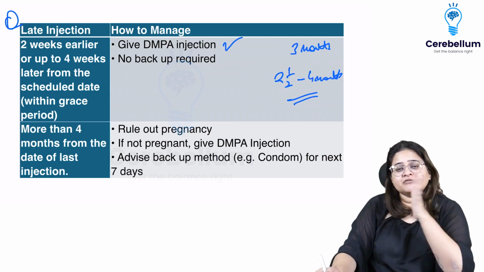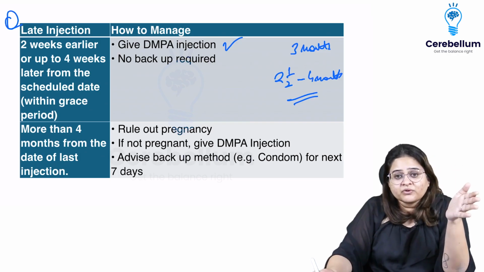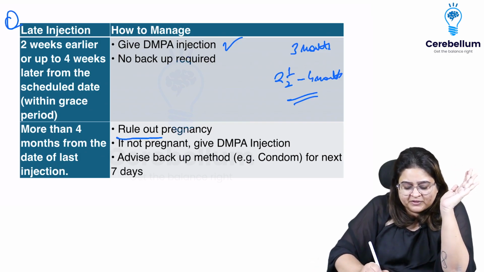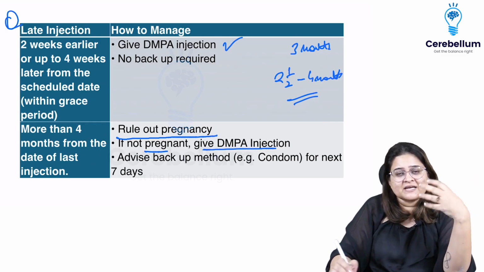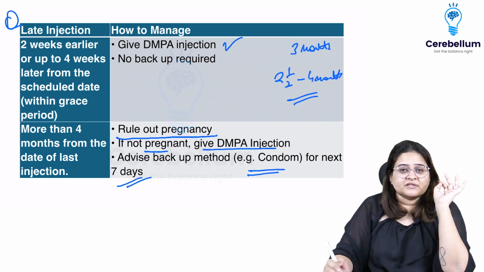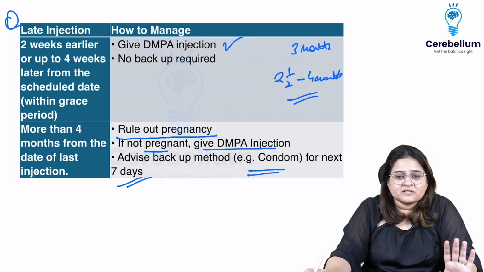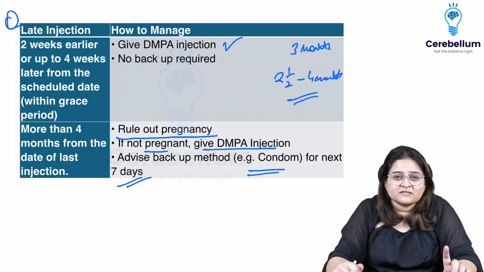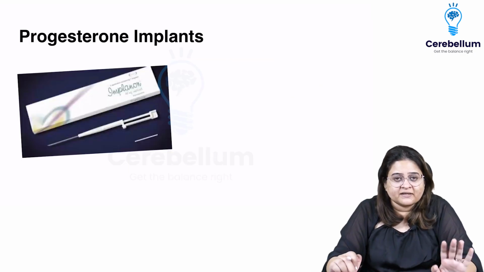But if she had to come every 3 months, but she comes after 4 months, then what do you do? Then you have to do a UPT, rule out pregnancy. If not pregnant, give her the injection. Tell her to come on time the next time and give her a condom. Use a backup method for the next 7 days. So this is what to do if she comes late for the DMPA injection. This question was recently asked in the INI-CET.